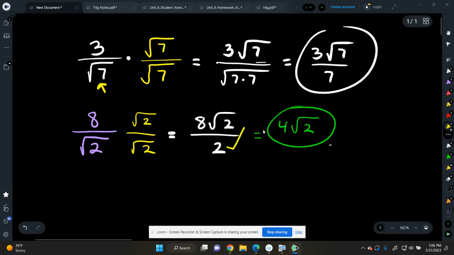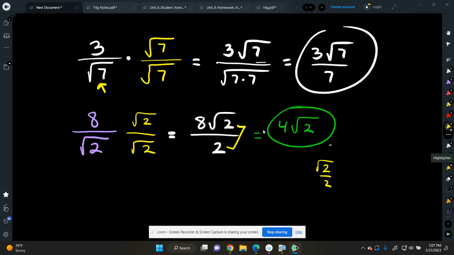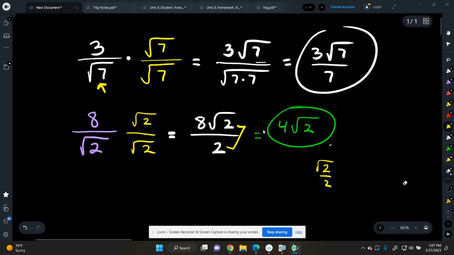These 2's do not simplify. If I had 2 over 2, we know that would simplify, right? But this is not 2 over 2. This is the square root of 2 over 2. So they don't simplify, they're not the same. So be careful. You can't simplify a number inside the radical with a number outside the radical.